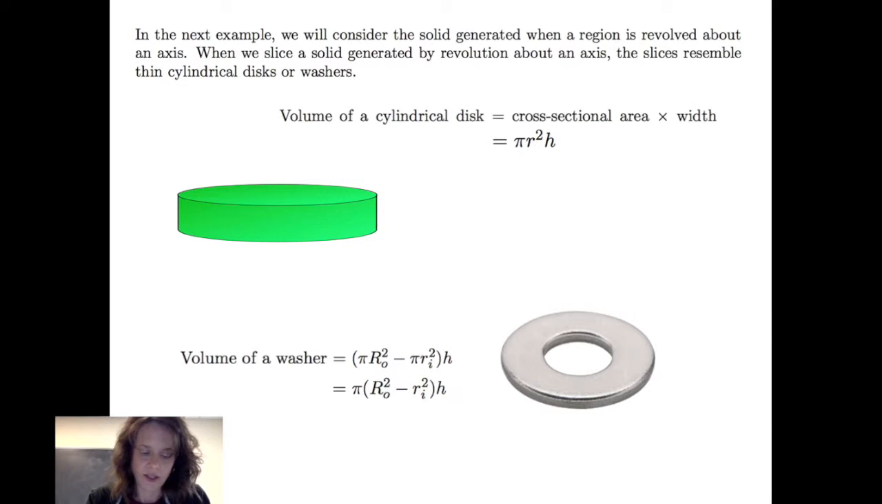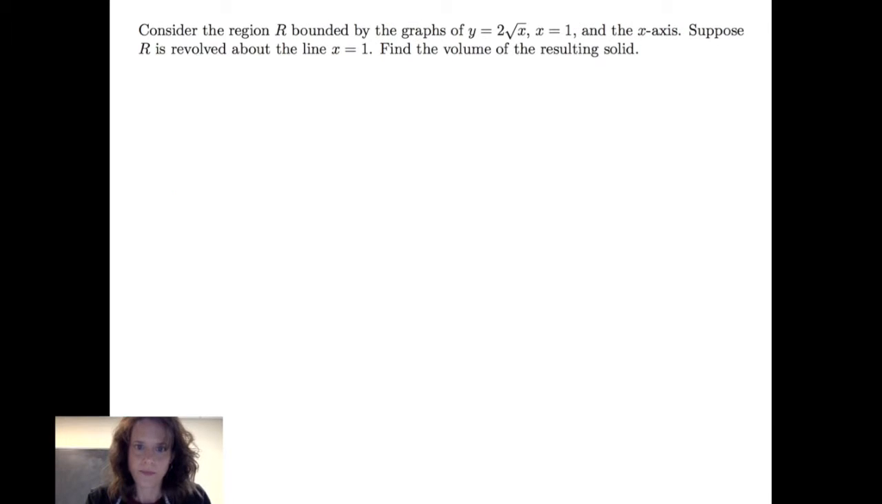So let's consider an example where we find the volume using cylindrical discs. Let's consider the region R bounded by the graphs of y equals 2 times the square root of x, x equals 1, and the x-axis. Suppose this region R is revolved about the line x equals 1. Find the volume of the resulting solid. Again, I'd like you to pause the video and sketch the two-dimensional region that's been described as well as the resulting solid.